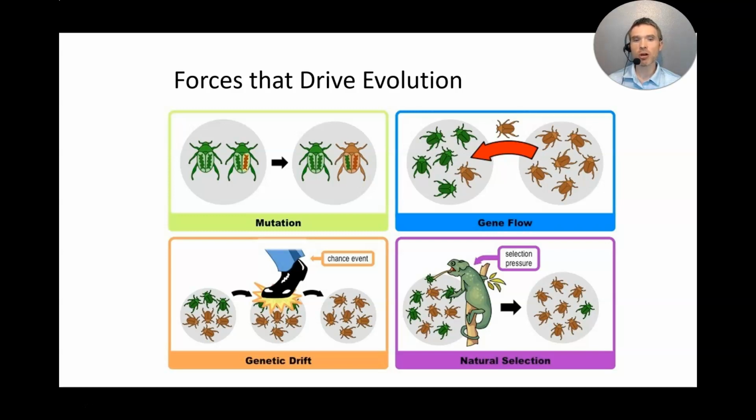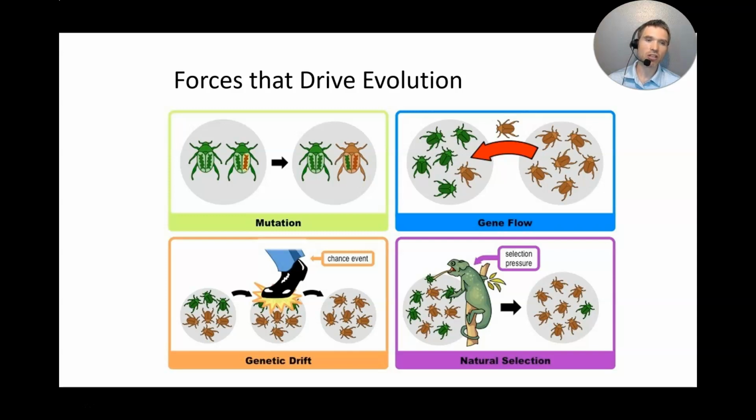Genetic drift is all about chance. In this example we have a collection of green beetles and red beetles, and by chance you accidentally stepped on all the green beetles, not because the green beetles had a selective advantage or disadvantage for this situation, but by random chance. And as a result of that random chance, only red beetles survive into the future generations.